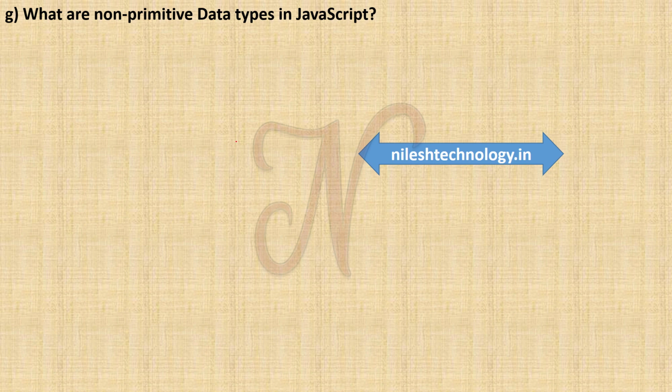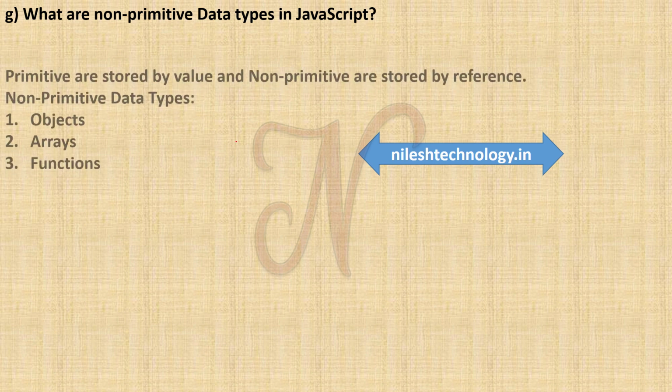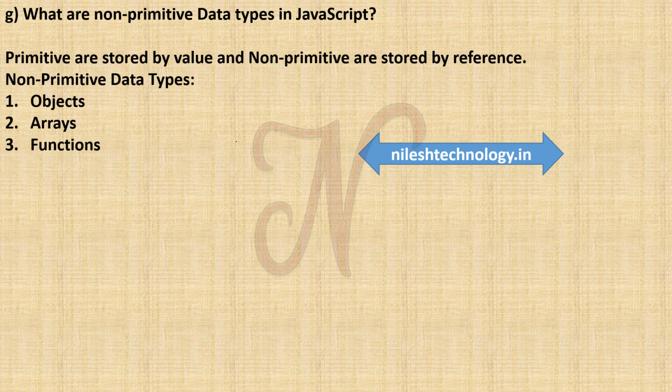Then, what are the non-primitive data types in JavaScript? There are 2 types of data types, primitive as well as non-primitive. See here, the non-primitive data types are objects, arrays and functions.